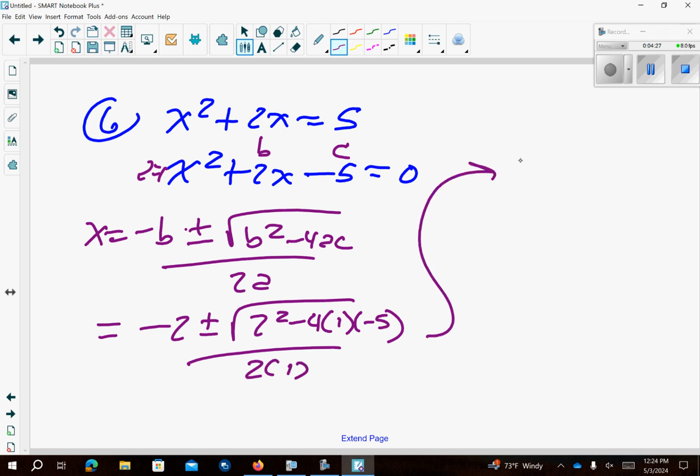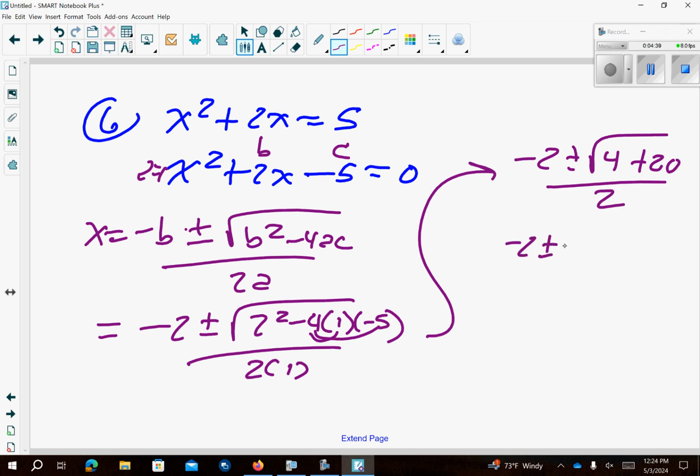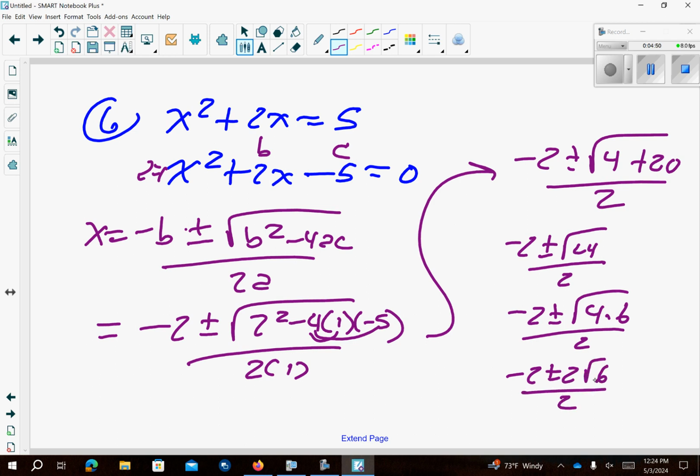So let's do the math. So I get negative 2 plus or minus square root 4. Negative 4 times 1 times negative 5 is positive 20, over 2. So I'm going to get negative 2 plus or minus square root 24 over 2. 24 is going to break down to 4 times 6, over 2. Square root of 4 is going to give me 2. And then you can reduce everything outside. 2 goes into each thing one time. So my answer is negative 1 plus or minus square root 6. That's what x is equal to.